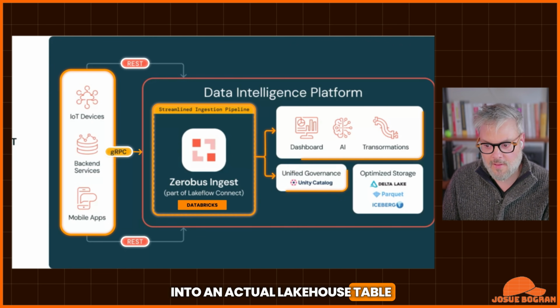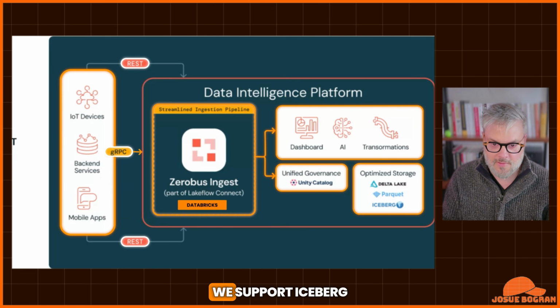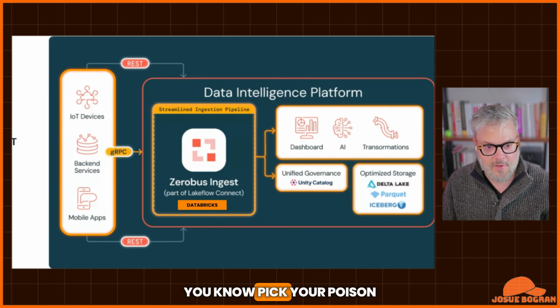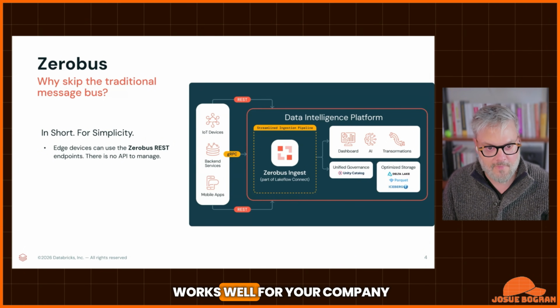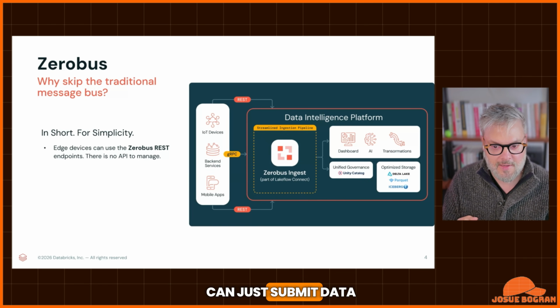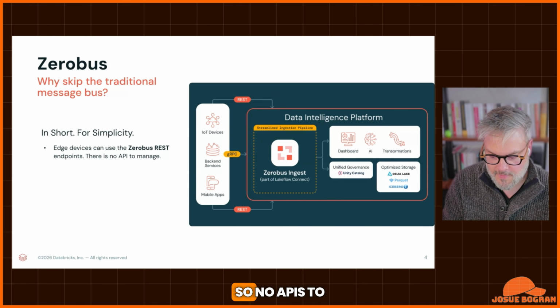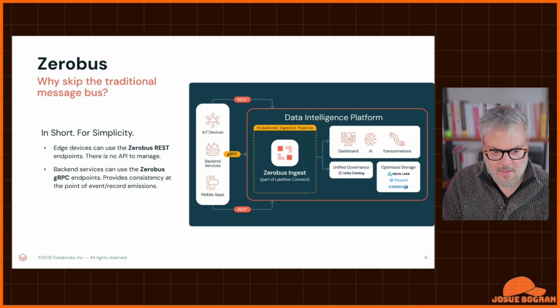This is great. Life goes on, knowing that that data is emitted to Databricks and then read directly into an actual lakehouse table. And right now for that storage, we support Iceberg, we support Delta Lake, and we support Parquet as well. So, pick your poison, pick whatever works well for your company, but know that you can just emit data through the REST endpoint and it'll automatically be in that table for you.